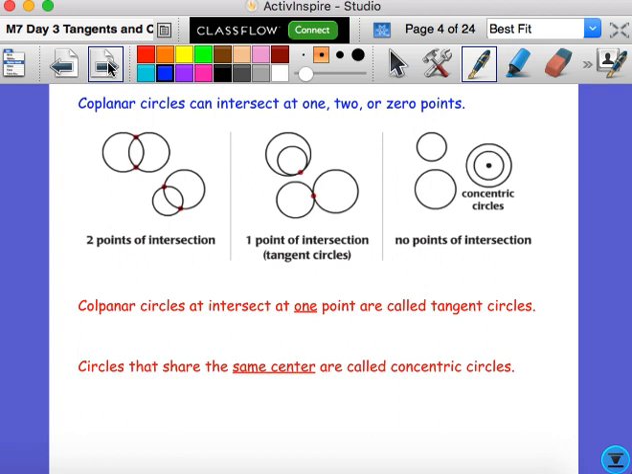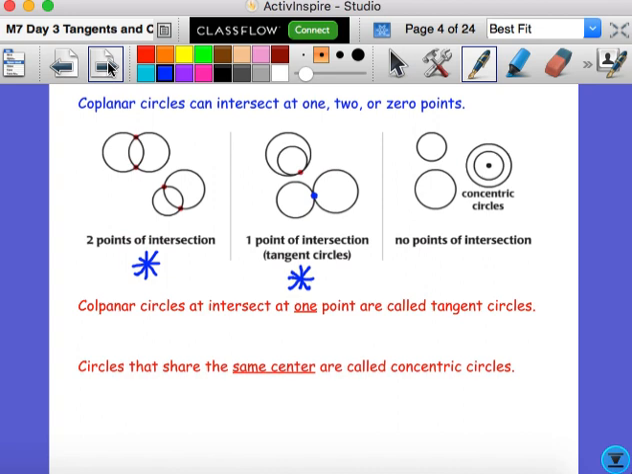Coplanar circles, meaning circles that are on the same plane, can intersect once, twice, or not at all. Looking at these pictures, this first example shows the different ways that we could have 2 intersections. The next one shows 1 intersection, and when that happens, we call those tangent circles because they touch in one place, just like a tangent line touches the circle at one place. If they don't intersect at all, they have no points of intersection. They can either be entirely separate from each other, like we see here, or they could be concentric circles, which means they have the same center.